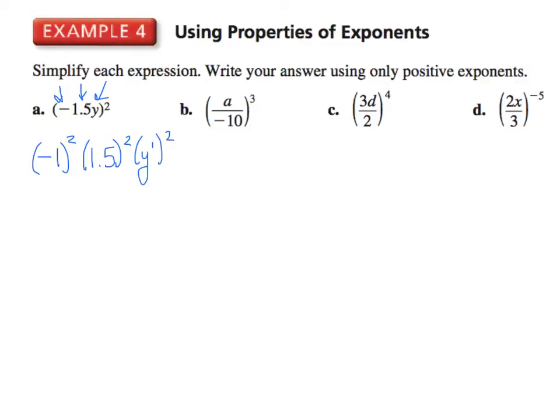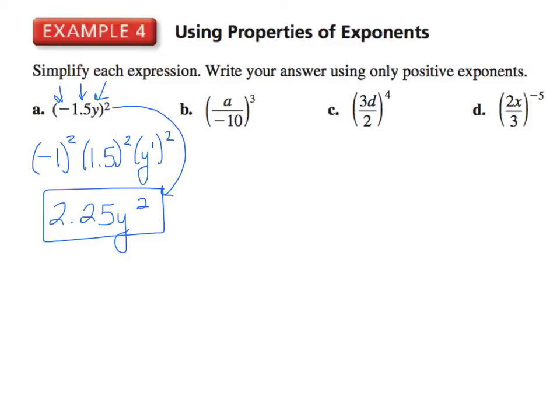You're taking everything to the 2nd power. Now, I would never normally make you do that. You should just be able to look at this and say, well, 1.5 squared gives me 2.25. And I take 1 times 2. So my answer is 2.25y squared. You should be able to go right from the problem directly to your answer.